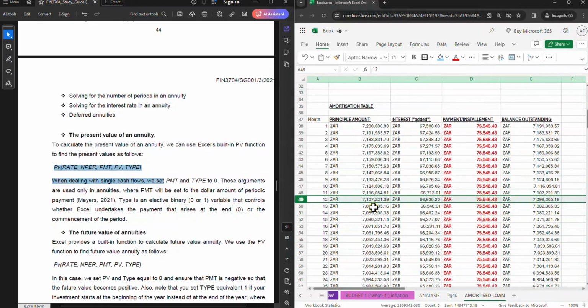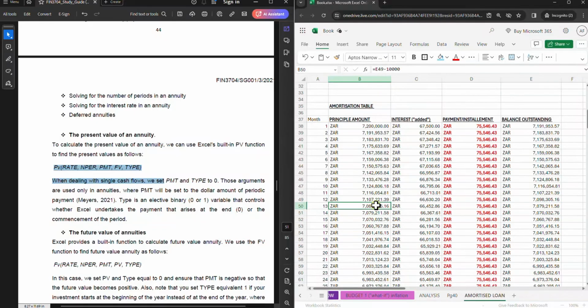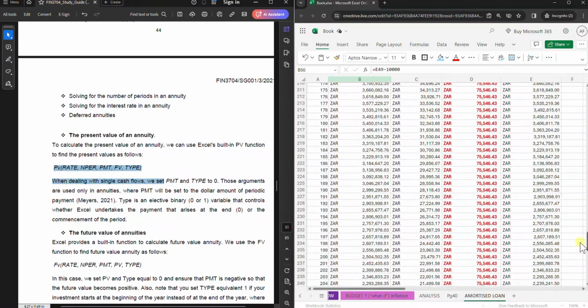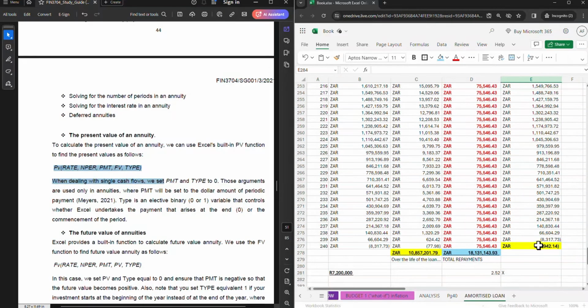Have a look at this. If I take this amount and I just subtract 10,000 Rand from it, that's going to update everything. And if you go down to the bottom of the spreadsheet, you will see you pay off the loan a little bit sooner. So you will actually pay off the loan here. Do you see that? Yes.